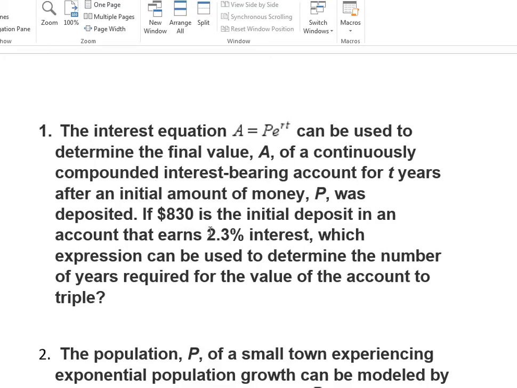Okay, I'm not going to require you to write this all down. However, I want us to write down specifics. So the first thing I want to write down is the equation. A equals P e to the rt.